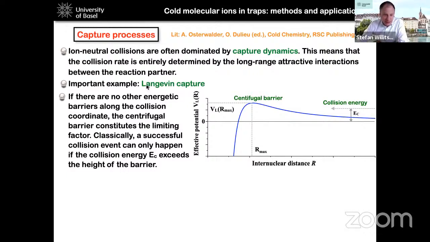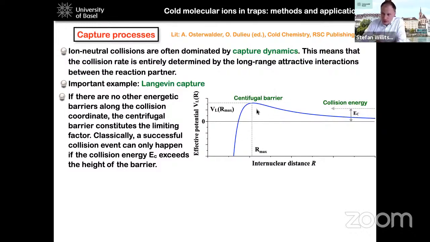Okay, so how can one understand these capture processes? This Langevin capture is usually treated within the framework of classical collision and capture theory. And this can be understood rather simply, actually. So what I've plotted here is again the effective interaction potential that we have discussed. So the interaction potential plus the centrifugal potential as a function of the internuclear distance. And here I only focus on the long range part, where we also see the centrifugal barrier.